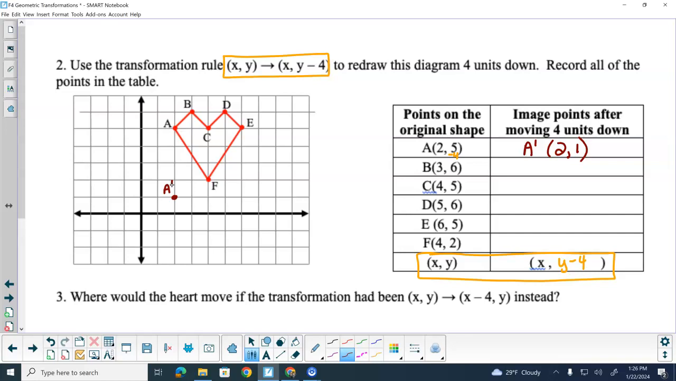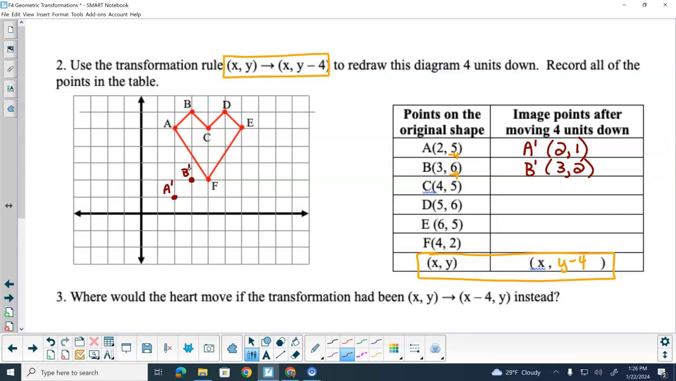Okay. Subtract 4 from the y part would put B prime at the point 3, comma 2. 1, 2, 3, 1, 2 would put B prime right there. So we can do the transformation first in the table, then plot the point, or we could transform it on the graph and then find those points. Either way, we get the same thing.